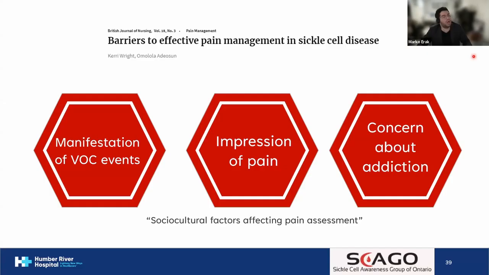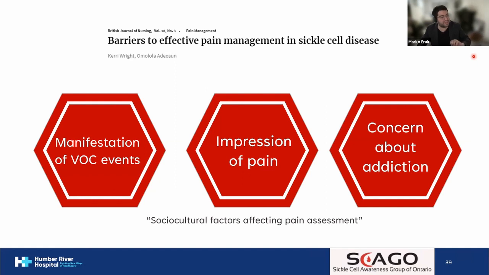I'm almost done. So I'm going to talk about the barriers more in detail. So that's how you treat it. Fact is, we know how to treat it. We can treat it. And when it's treated well, that's great. But there are these barriers that get in the way. And I've chosen these 3. I mean, there are more, but they're nicely summarized in research out there, which is the manifestation of vaso-occlusive crises, the impression of pain, and the concern about addiction.